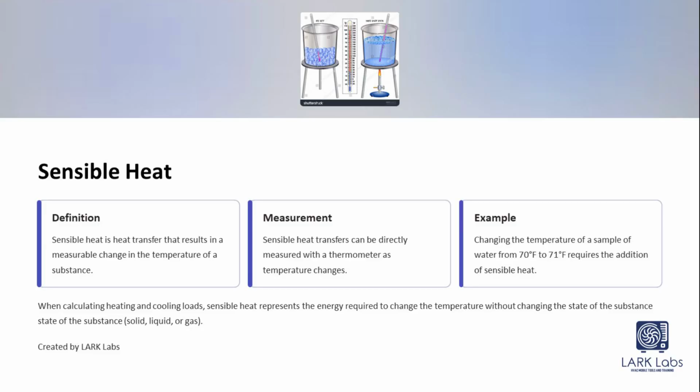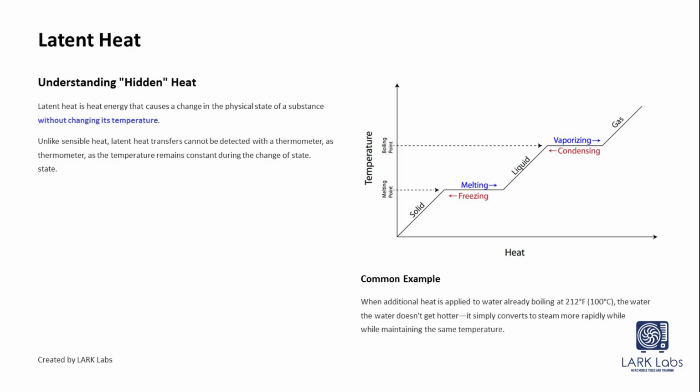Sensible heat results in a measurable change in temperature directly measured with thermometers. It represents the energy required to change the temperature of a substance without altering its state. Latent heat causes a change in the physical state of a substance without changing its temperature. This hidden heat is crucial in processes like melting and vaporization, where temperature remains constant during state changes.